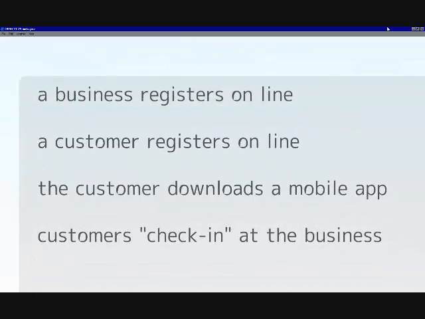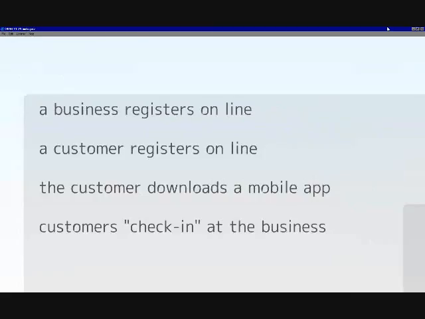Traditionally, what a geolocation tool is set up to do is a business will go online at a specific website and register their business or their spot online. And then the customer will go on their computer at home, register and build an account. And then the customer downloads an app onto their mobile phone. And each time the customer walks into that business, they'll open the app on their phone and check in at that business.